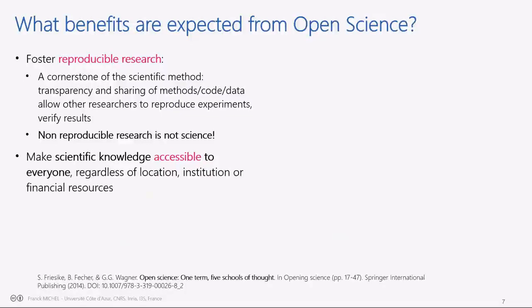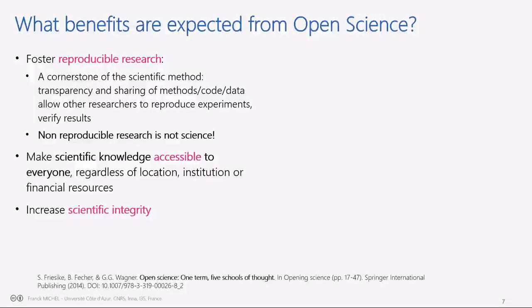Another expected benefit of open science is to make scientific knowledge accessible to everyone, regardless of location, institution, or financial resources. You know that some journals have very expensive subscriptions, and some universities cannot afford the cost of such subscriptions. And this is a real problem because it hampers the free circulation of scientific knowledge.